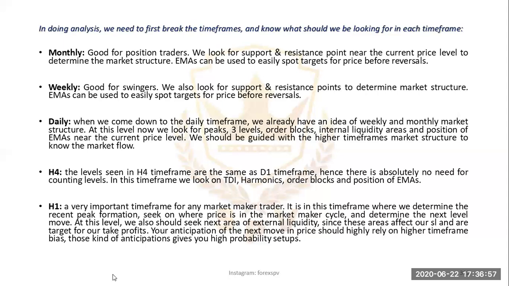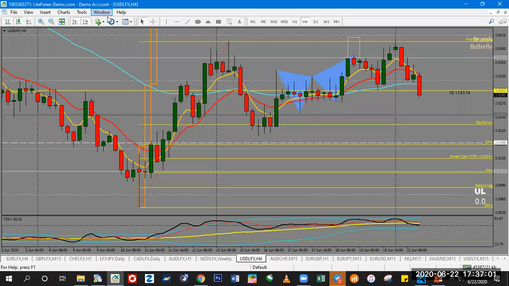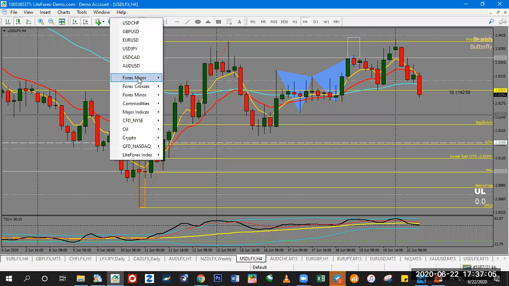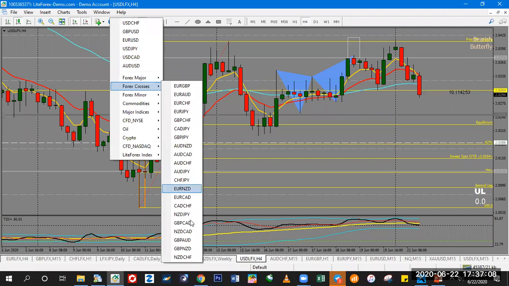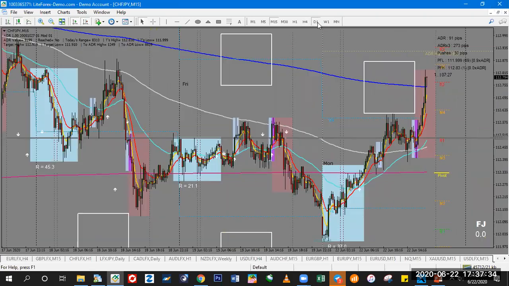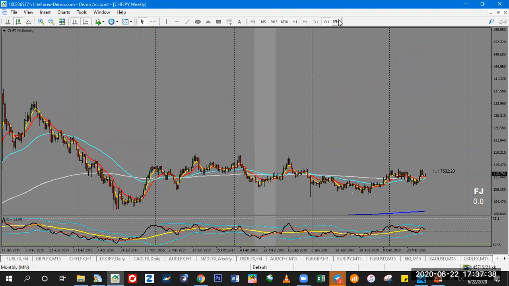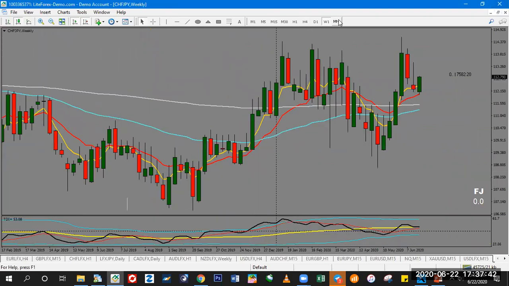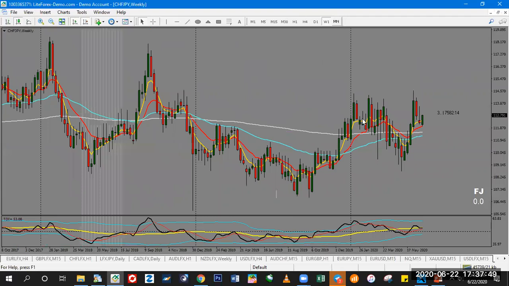Now let us go maybe to EURUSD, or maybe EURJPY. Or let's take CHFJPY. Let me have a look at CHFJPY on the weekly. So let's start with the monthly time frame.